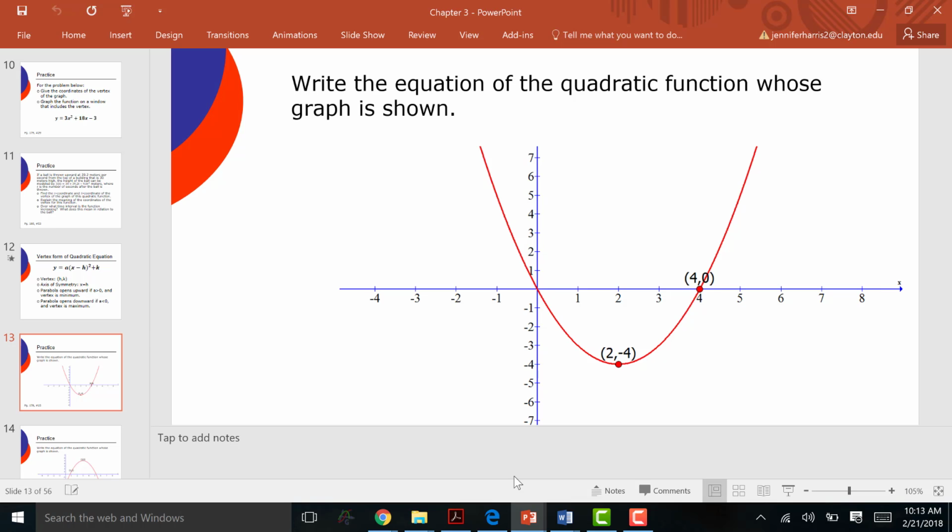Now, in most cases, you don't need to know what the a is, so don't worry about it. As long as it opens up, you know it's positive, right? So don't put a number for a right now. You'll learn what to do with a later. All I want to know is whether it's positive or negative. Well, it opens up, so I know it's positive.